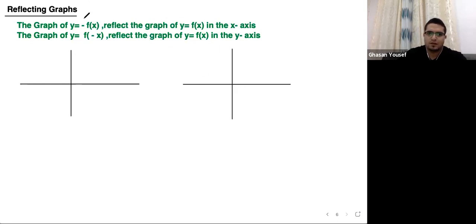My function is something like this. This is the function f of x, and the question for the first one asked me to graph the function y equals minus f of x.